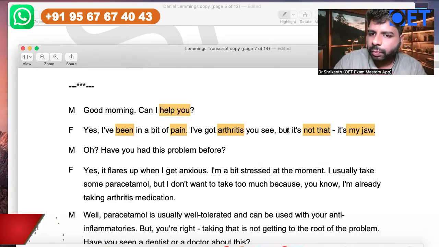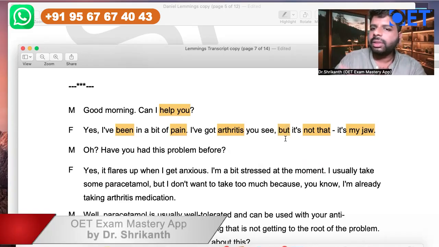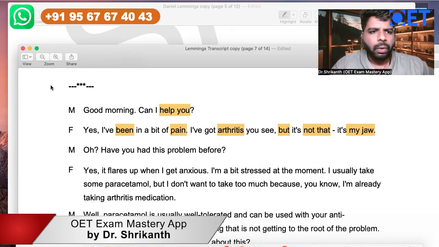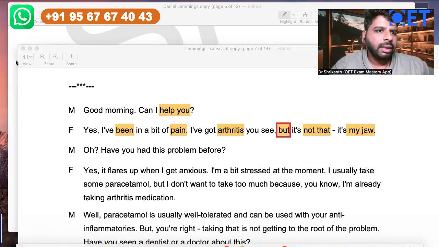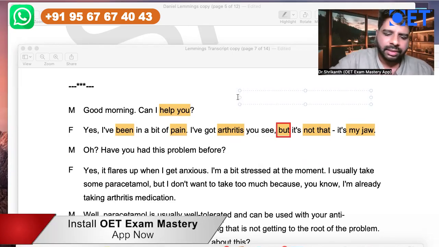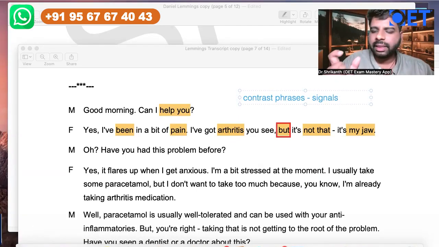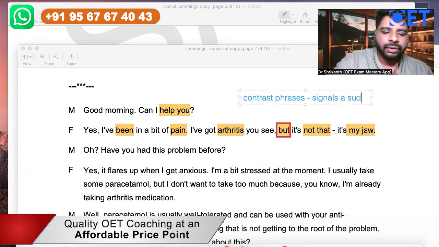But see this word over here, the word but. Now, what is the word but? It is a contrast phrase. Okay, so I believe that everyone over here, I have already discussed what a contrast phrase is. I believe you have all attended the class where I talked about contrast phrases, right? Contrast phrases basically mean what? They signal a sudden change. Contrast phrases are words that signal a sudden shift in idea. Okay, that is from negative to positive.